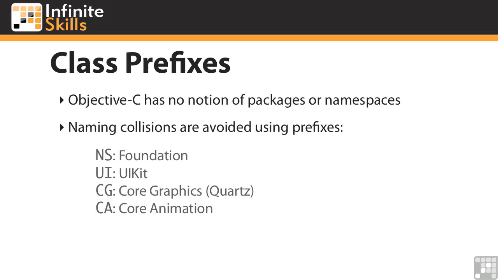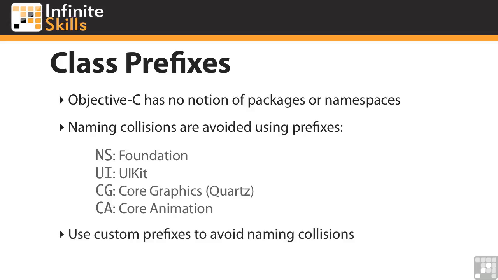UI, all of our UIKit classes, so things like view controllers and all of our user interface elements. CG for Core Graphics or Quartz, this is the 2D drawing API we use. And CA for Core Animation. You can also use custom prefixes to avoid naming collisions in your own code as well.